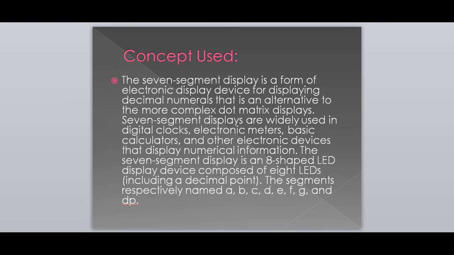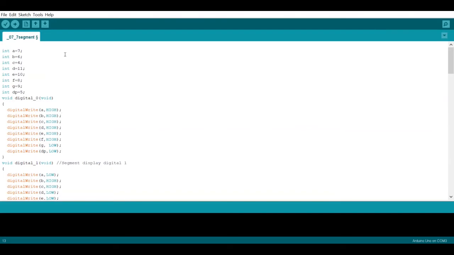Now let's talk about the code used in it. You can see that we have taken the variables and the input pins with A as 7, B as 6, C as 4, which are the respective input pins taken in the breadboard.